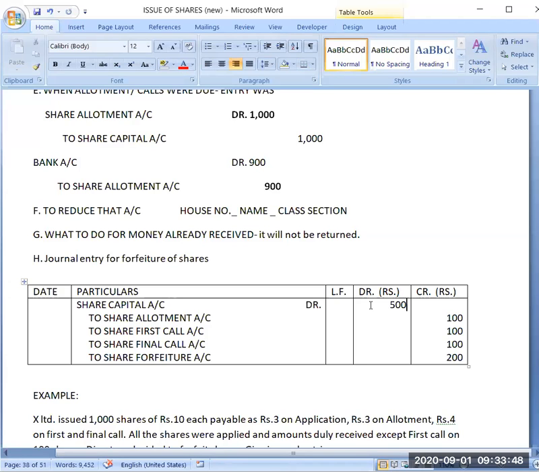So there are two types of amounts. Now please understand this journal entry. You have to debit the share capital account, and in this capital there are two types of amounts: which you have received for that number of shares and which you have not received. Whichever is not received, you have written here, and whichever has been received, you have to transfer to the share forfeiture account.